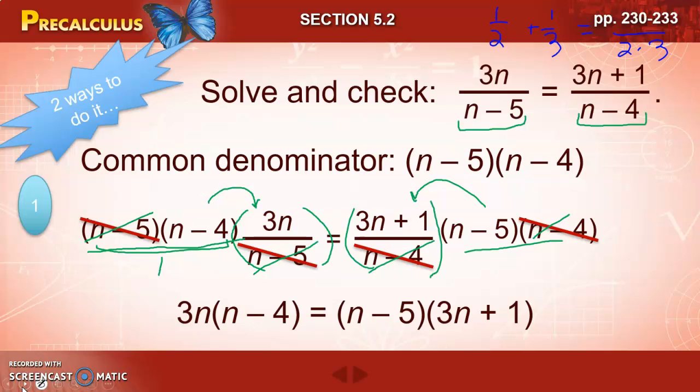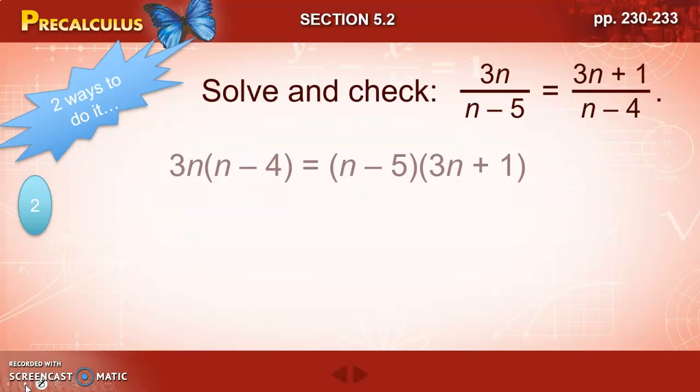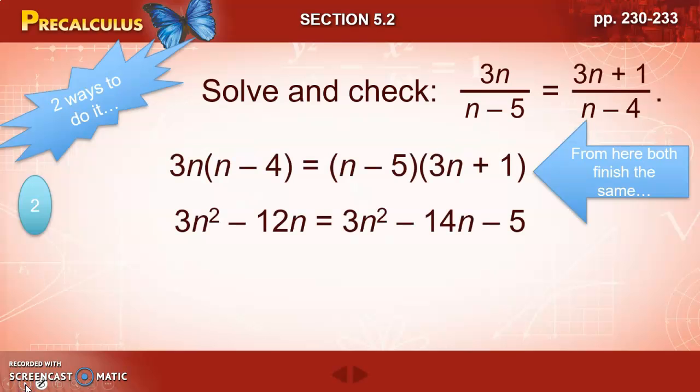We are going to have to multiply those using distribution, FOILing, the box method, whichever method you prefer, but we do need to multiply to get rid of the parentheses. And when we do that, we get 3n squared minus 12n equals 3n squared minus 14n minus 5. We're then going to go ahead and solve for n.